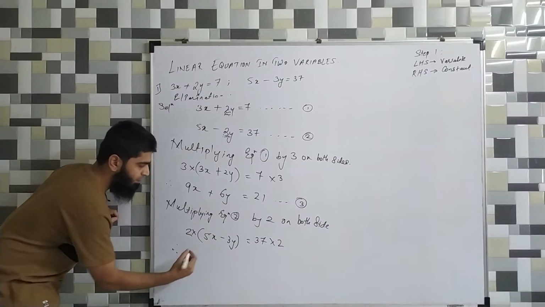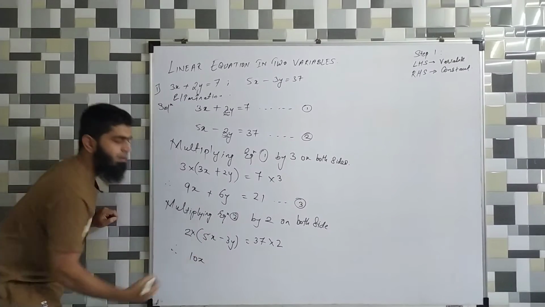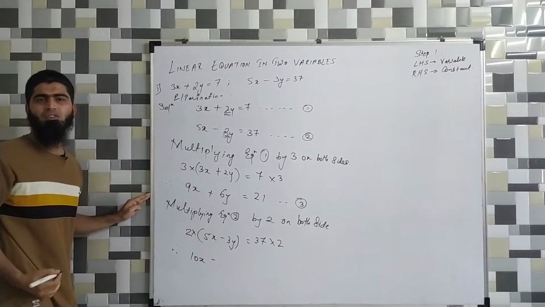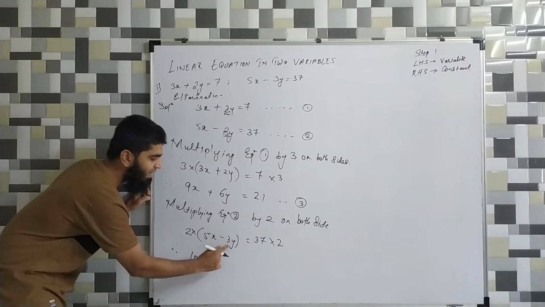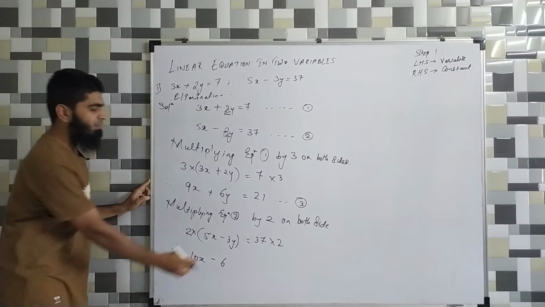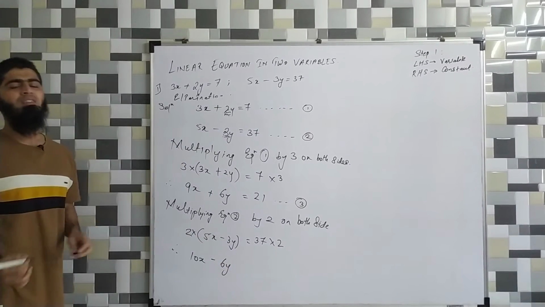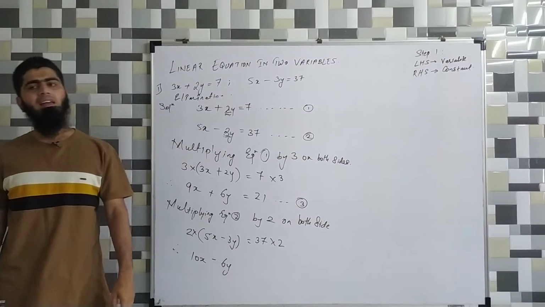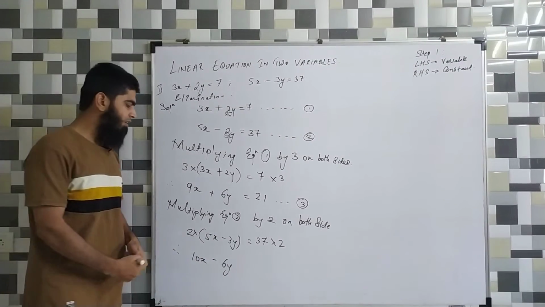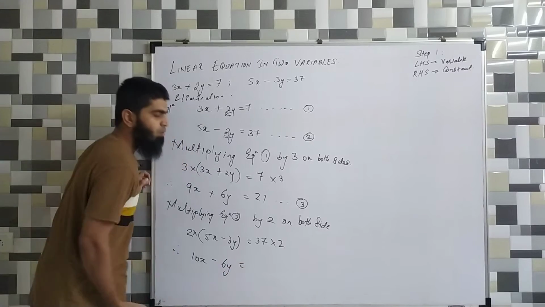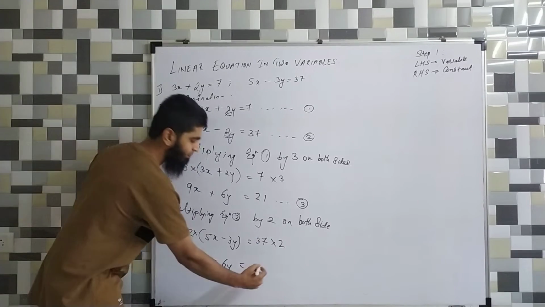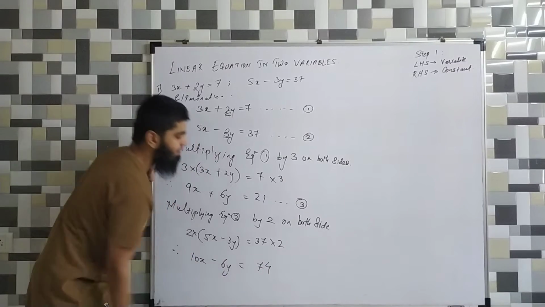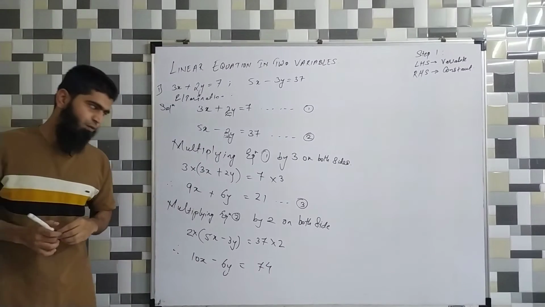2 into 5x, 5 2s are 10, so it will give me 10x. Plus into minus, minus. 2 3s are 6 and y as it is, so 2 into 3y gives you 6y. Is this clear? Am I clear up till here? Okay, very good. Who will solve this? 37 2s are 2 7s are 14, 1 carry, 2 3s are 6 and 1 is 7. It gives you 74. Is this clear?